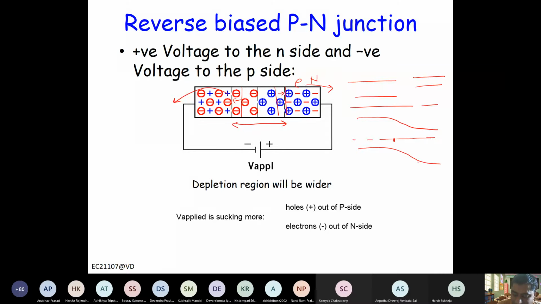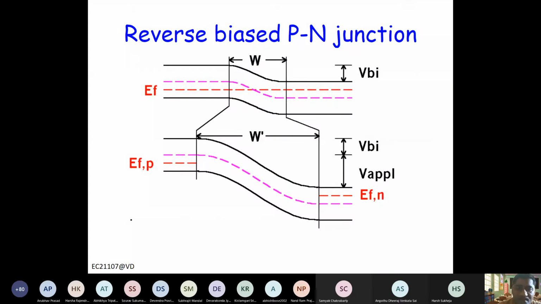Now the Fermi level is energy, and energy is minus Q times voltage. We are applying positive voltage, so energy will be minus QV. So it will go down by QV. So this will be your Fermi level, and then these bands will bend further, right? So the overall barrier will increase: the overall potential barrier is built-in potential plus applied voltage.